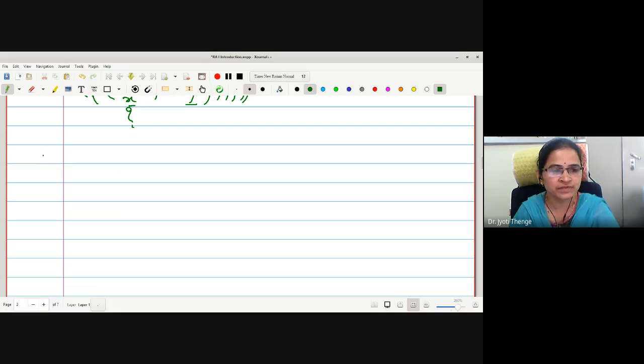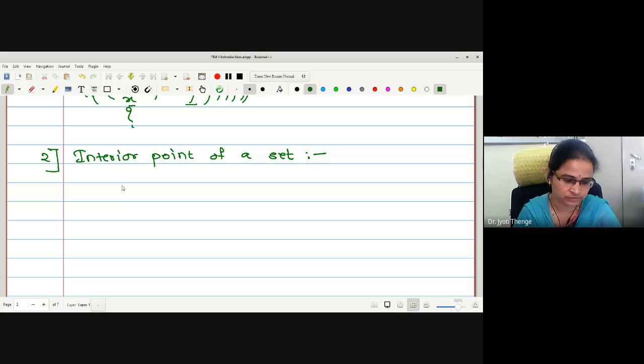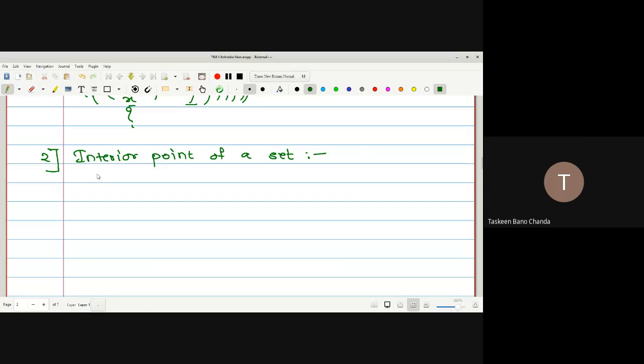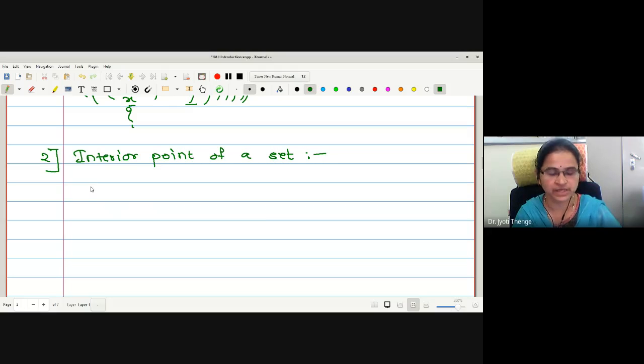Good. Now the next definition, the second definition: interior point of a set. Can anyone tell me a definition? The point in between the set. Inside the set, you want to say? Yes, ma'am. I'll write the textbook definition first.